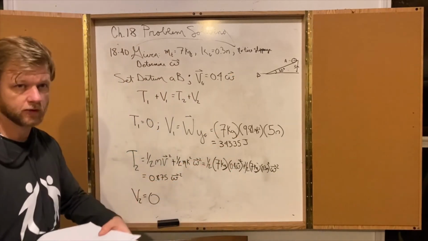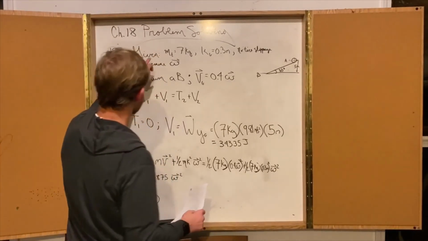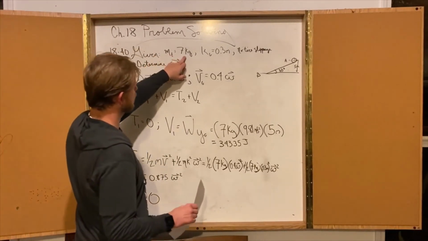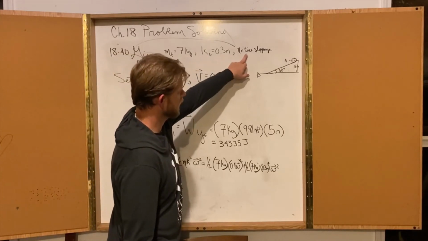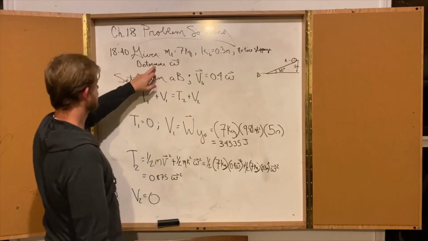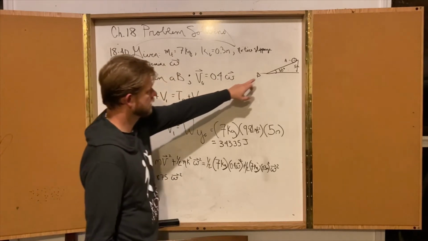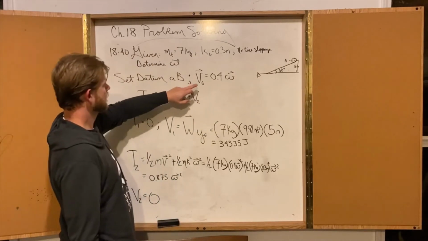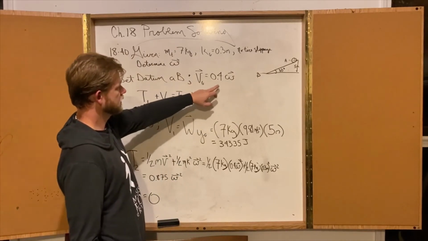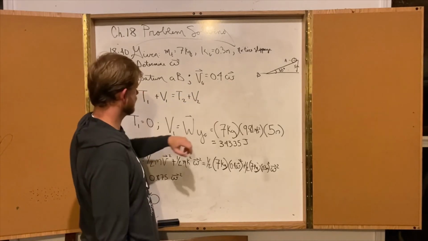So let's work the problem. We're given that the mass of the tire is 7 kilograms, the radius of gyration is 0.3 meters, there's no tire slippage. We need to determine the angular velocity. We'll set our datum at B, which we said here is the bottom of the ramp. Our velocity is equal to 0.4 times the rotational velocity.